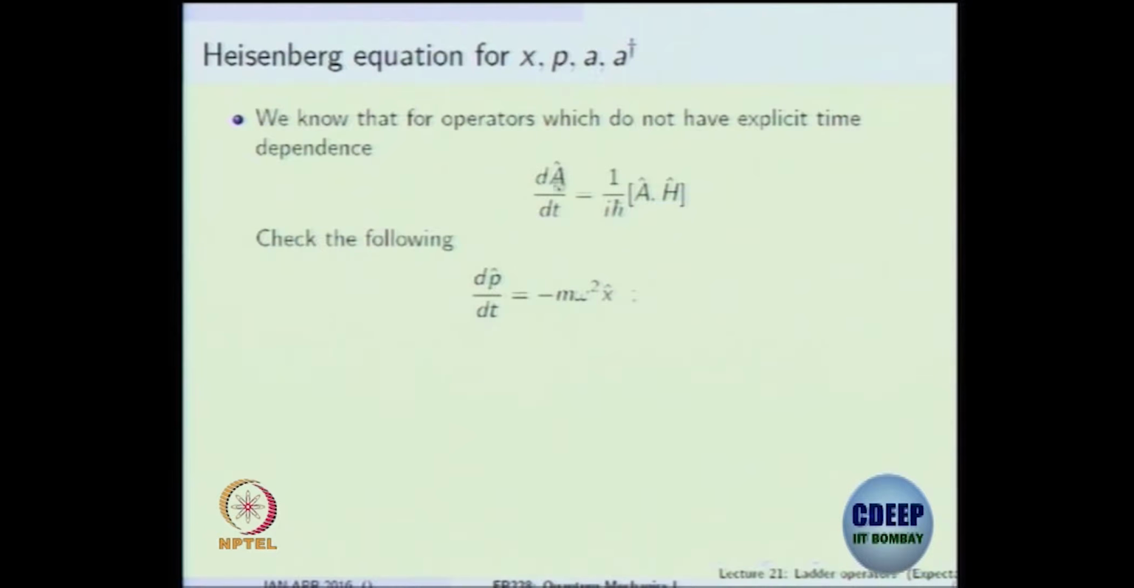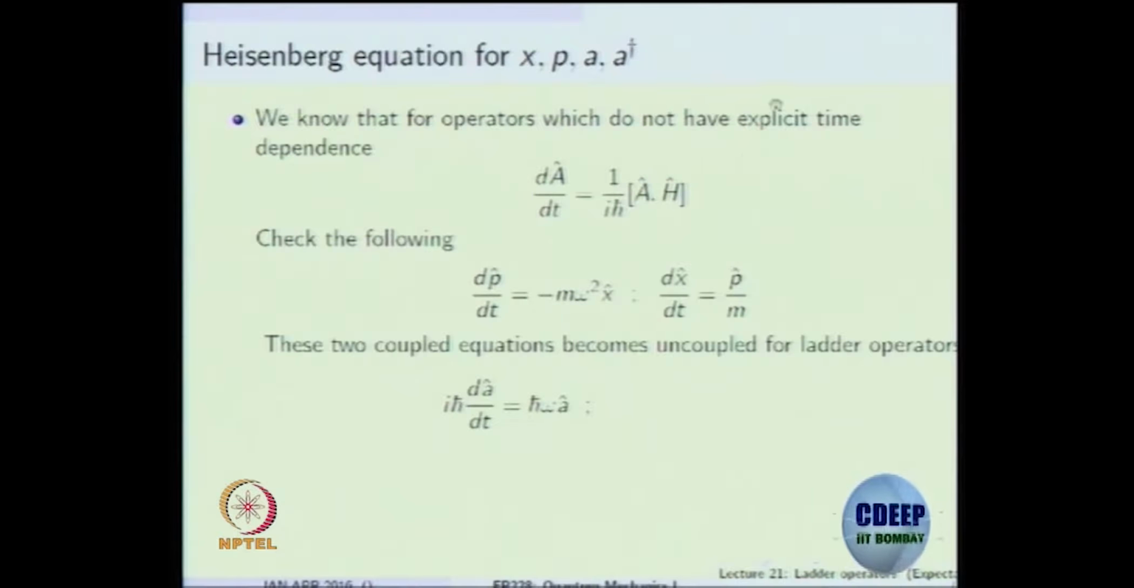Substitute here with the P operator and check it. Similarly, you can also show that dx by dt is proportional to velocity, and you can write it in terms of this. This is Ehrenfest theorem.